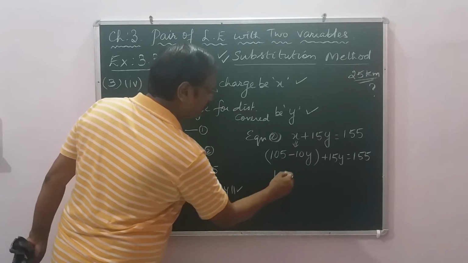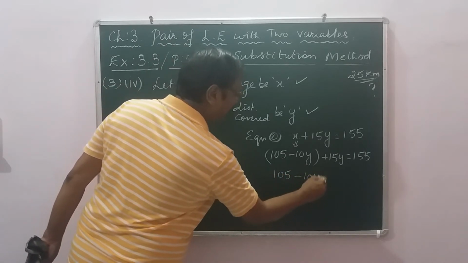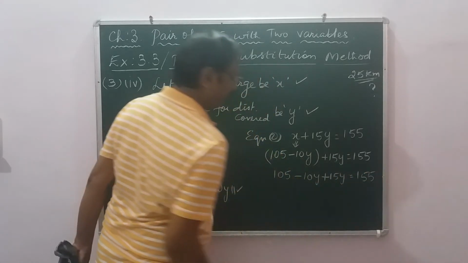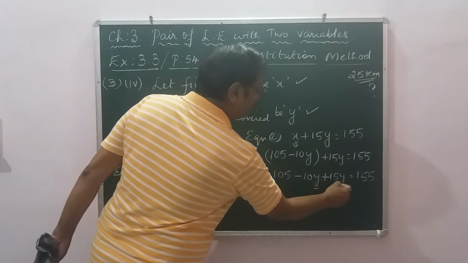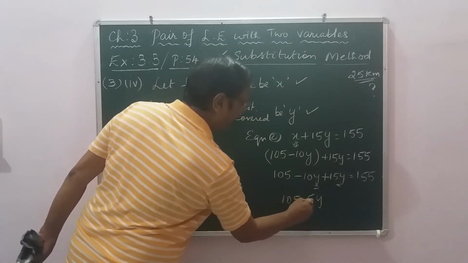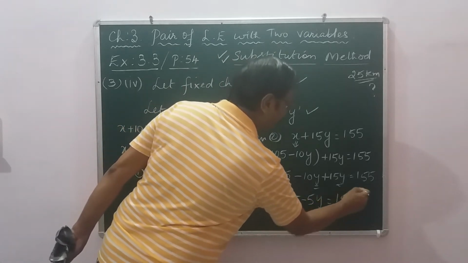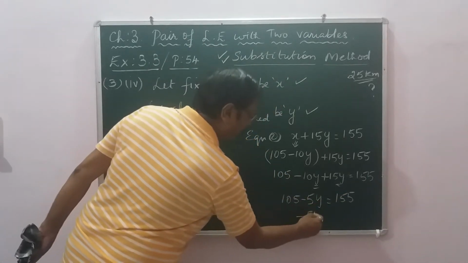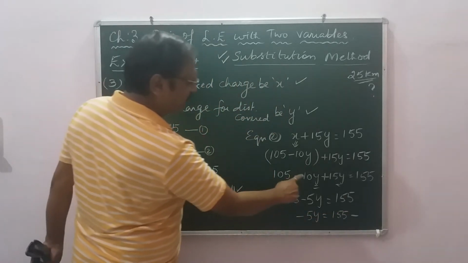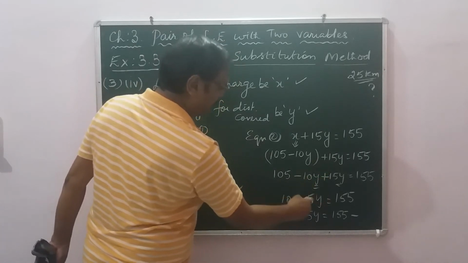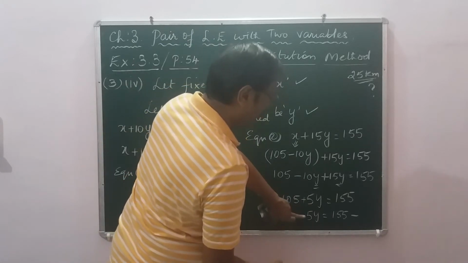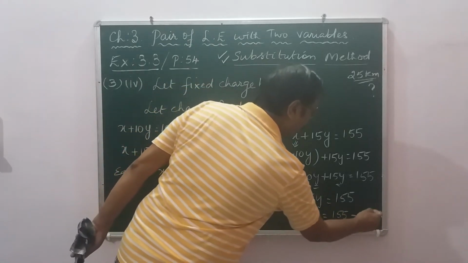Okay, that is 105 minus 10y, open the bracket, plus 15y is equal to 155. Okay, y terms, 15 minus 10, that is 5y. 105 minus 5y is equal to 155. Minus 5y is equal to 155 minus, this goes, see it is not minus, 15 minus 10 plus, okay, so plus goes, so let it be plus only, fine, 155 minus 105.